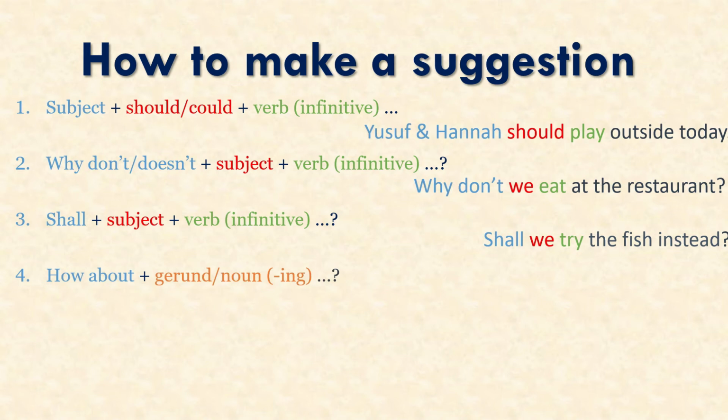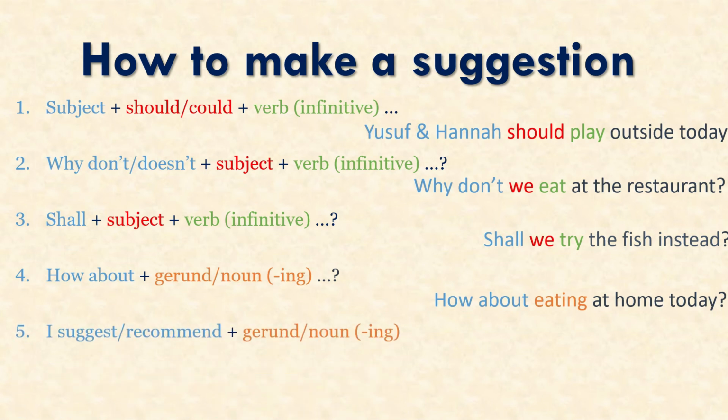And the fourth way is we start off with how about, and then we have the gerund, which is a word ending in ing. How about eating at home today? Eating here is a gerund. Number 5, I suggest or I recommend, gerund, and then the rest of the sentence. I suggest going to Turkey this summer. Going here is a gerund.